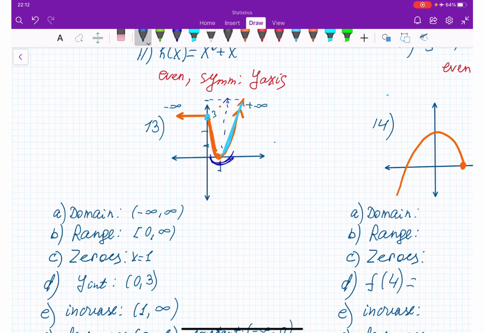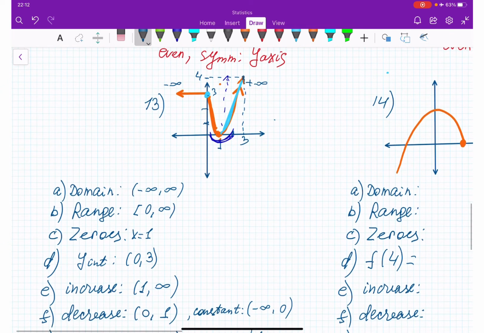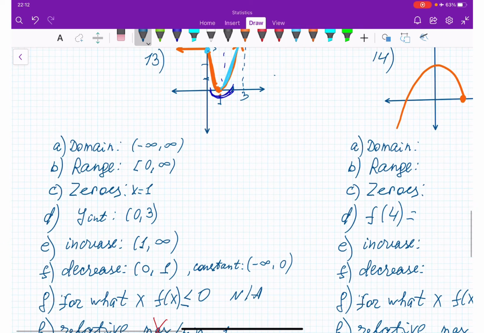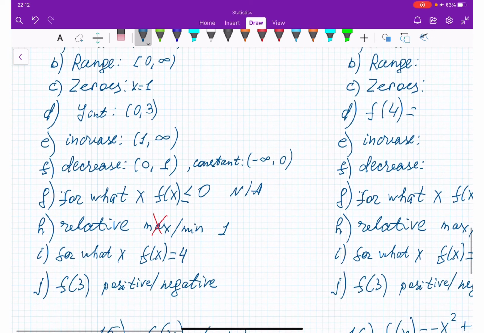So if I drop down, this is 4. F of x is 4. So if I drop down, how much is it going to be? 1, 2, approximately 3, right? Okay, so when f of x is equal to 4, then x is equal to 3. So at the point of 3, f of x is equal to 4.